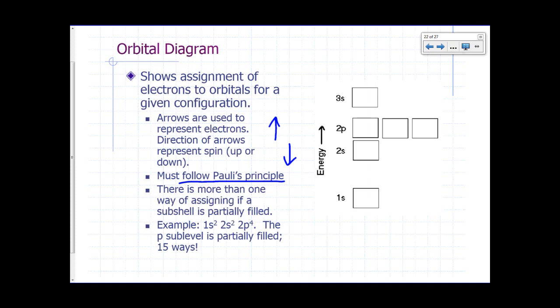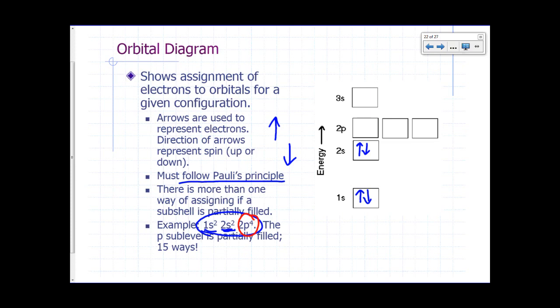Okay, so let's look at 1s2, 2s2, 2p4, that electron configuration. What would be an orbital diagram you can draw for that? So 1s2 means you have 2 electrons in the 1s orbital, so I have one spin up, the other one has to be spin down. 2s2, 2 electrons in the 2s orbital, so that's 1 electron spin up, the other electron spin down. And then 2p4, that means 4 electrons in a 2p subshell.